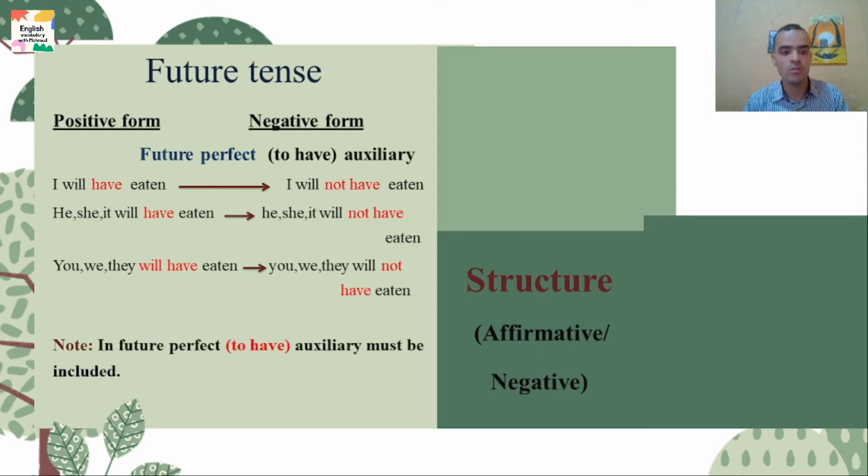Okay, so there is a note here. In the future perfect, the to have auxiliary must be included. Okay, because as I said, with the perfect tenses, when it comes to the past, when it comes to the future, when it comes to the present, the to have auxiliary must be used to make the perfect tense in general. So let's see the usage, of course, of the future perfect.